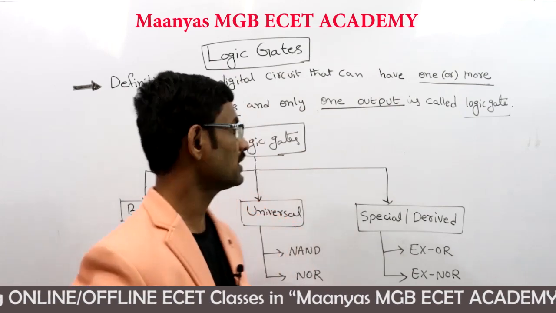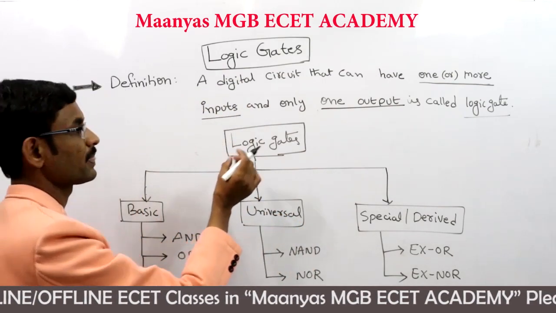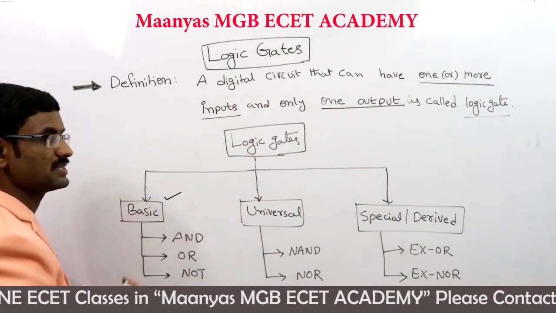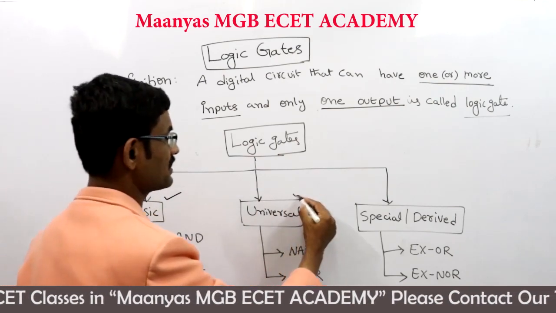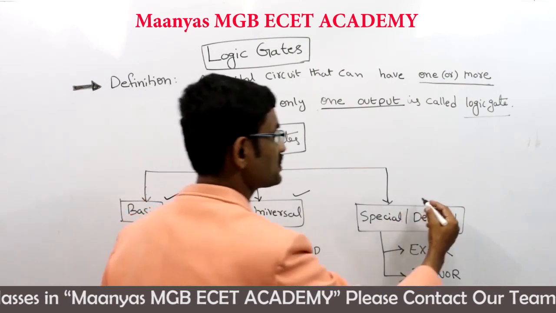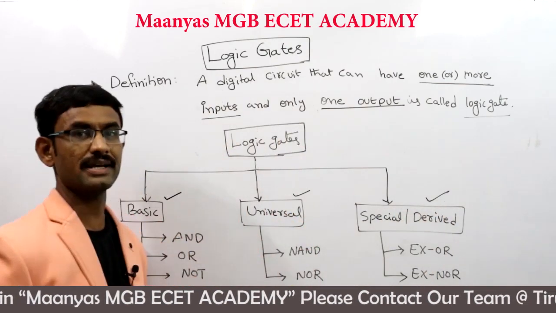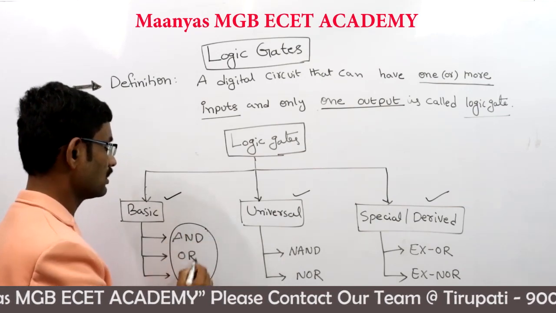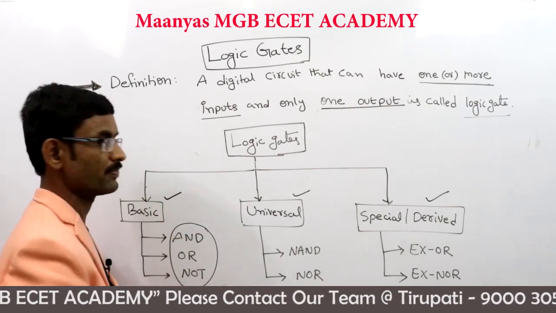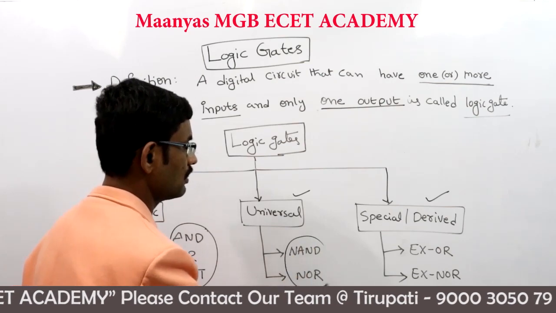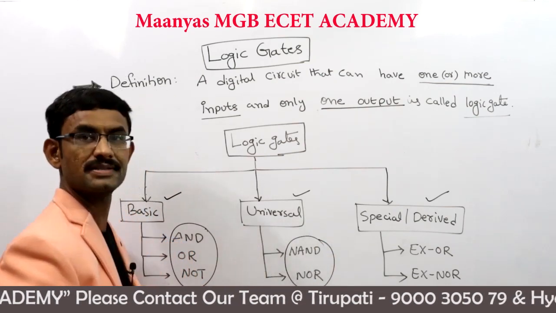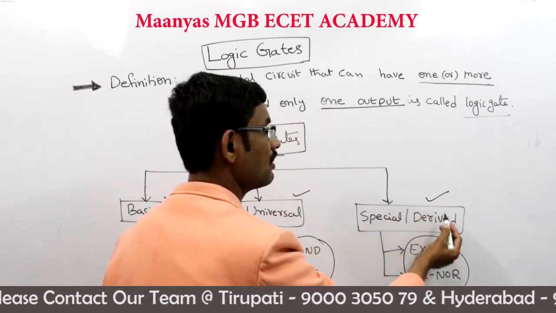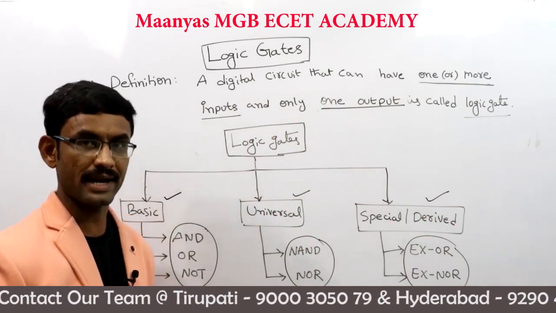What are the different types of logic gates? The logic gates are broadly classified into three types: basic logic gates, universal logic gates, and special or derived logic gates. Here, AND, OR, NOT are called basic logic gates, NAND and NOR are called universal logic gates, and XOR and XNOR are called special or derived logic gates.